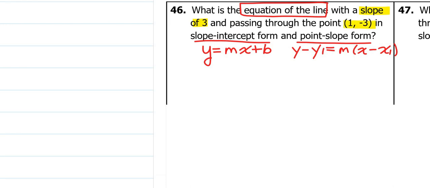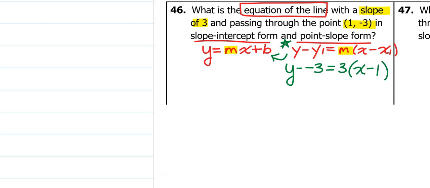So since we have the slope, we already have an important part done. Now, just like we've done before, we're going to start by finding the point-slope form of the line and then convert it into slope-intercept. So let's go ahead and plug in. For point-slope form, since we already have the slope, all we need to do is plug in the point. We're going to do y minus y1, which is negative 3, equals our slope of 3 times x minus x1, and x1 is 1.